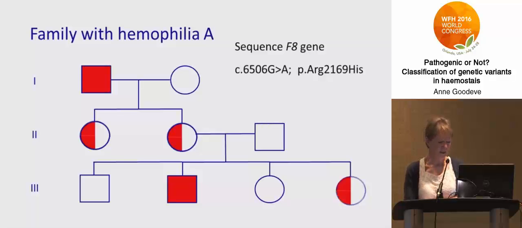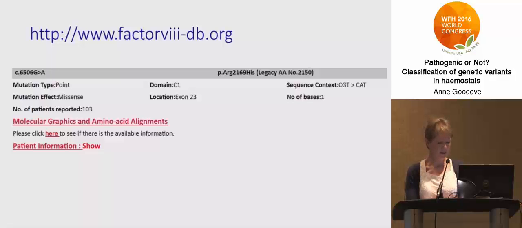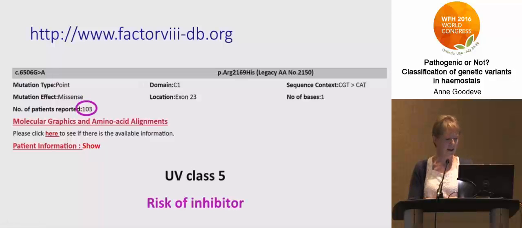So if we come back to our family with haemophilia A, we can look at inheritance within the family and see that we have an obligate and a diagnosed carrier through the genetic analysis. This is the output from the factor VIII database for this particular variant. It tells us it's a missense point mutation, and it's one that's been reported 103 times in other individuals with haemophilia A. And if we click on the show button here, it will illustrate the information for us.